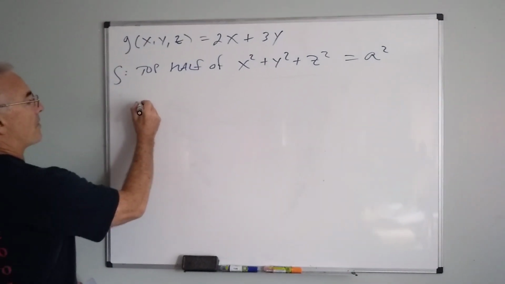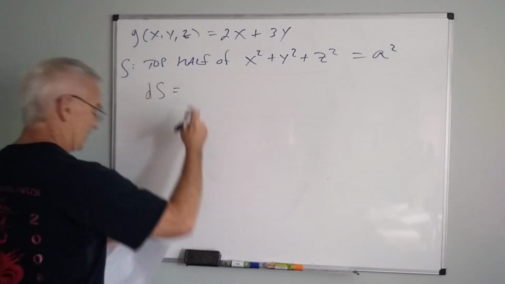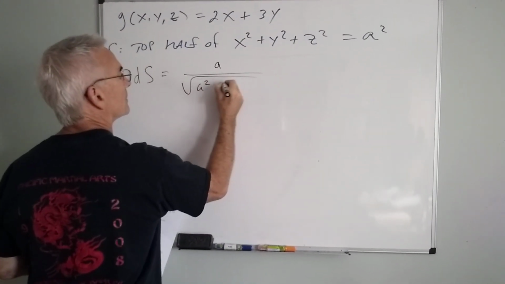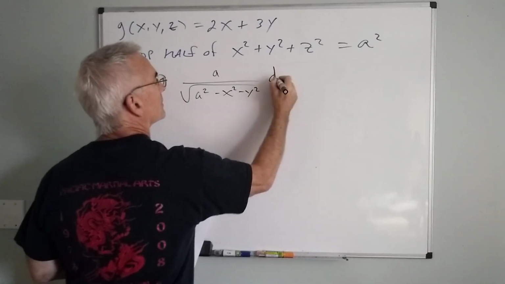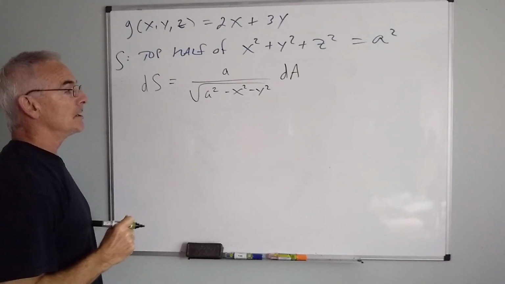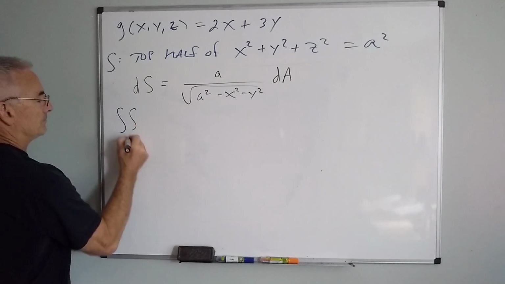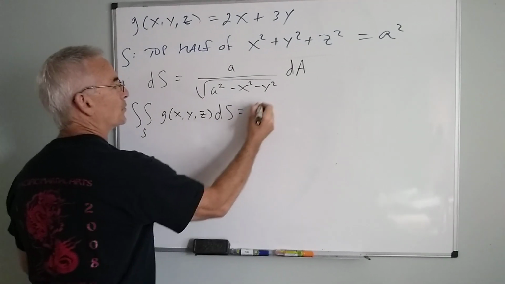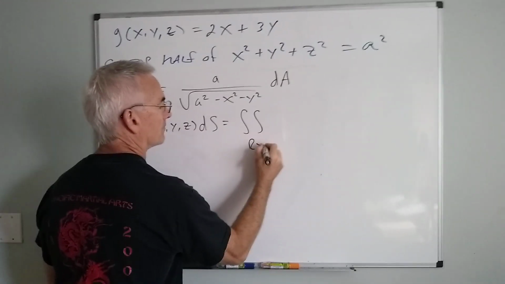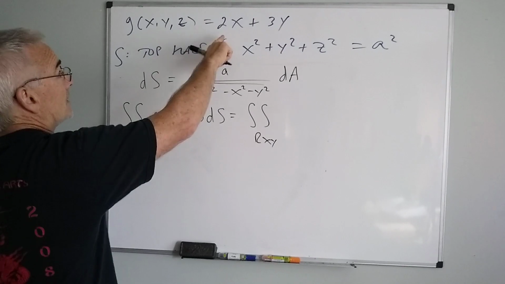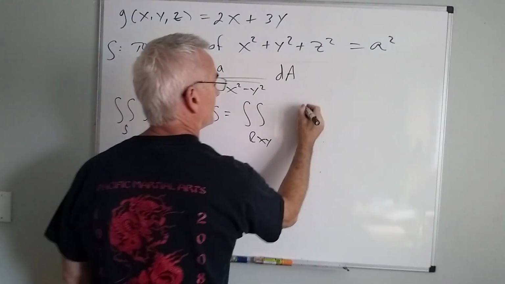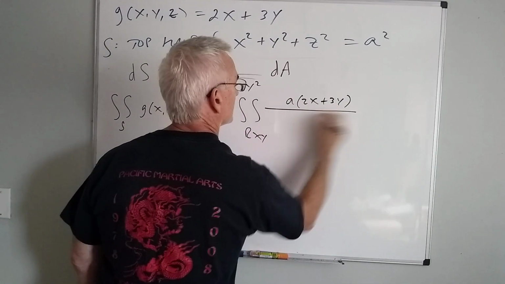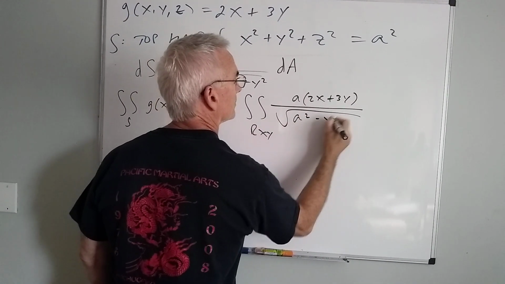So continuing, that would give us dS is a over the square root of a squared minus x squared minus y squared, dA. So my integral in this case would become, okay, 2x plus 3y times a over that square root.